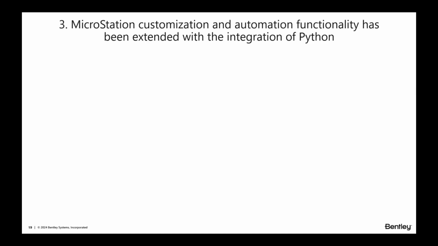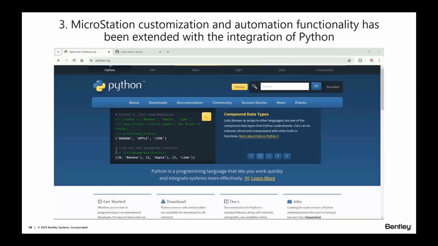Now, moving on to our third topic, which is one of the most interesting topics that has come up in MicroStation 2024: there is a new way for you to do design automation with the support of Python language. You can now create, customize, and automate workflows tailored for your project needs. MicroStation's customization and automation functionality has been extended with the integration of Python. And why have we done this? Because it's the most popular and scalable scripting language that is available.